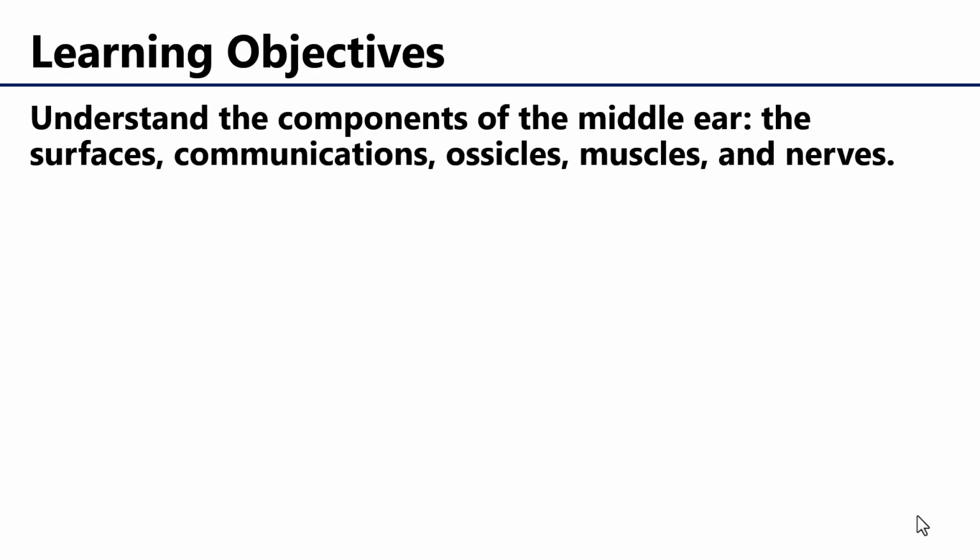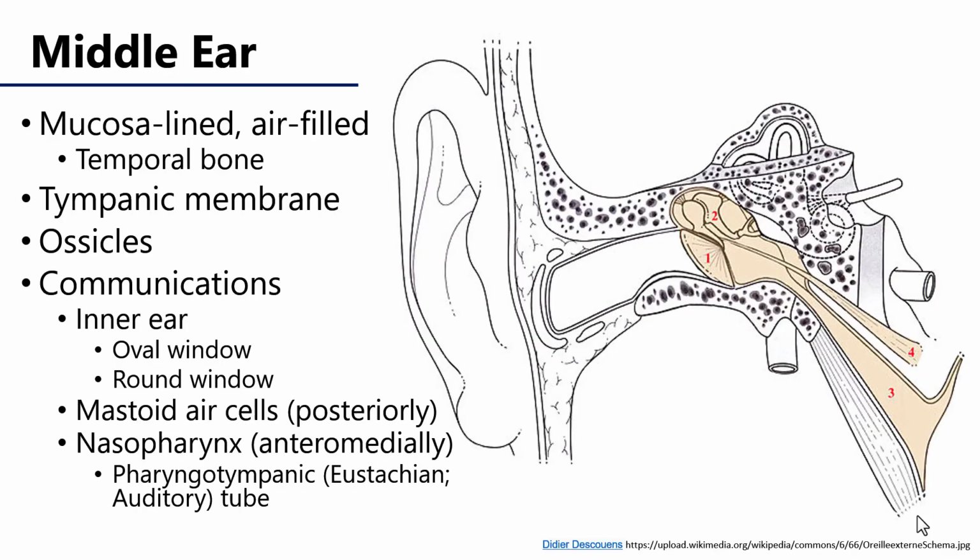In this video, we'll discuss the components of the middle ear, their surfaces, communications, ossicles, muscles, and nerves. The middle ear sits between the outer and inner ears. It's a mucosa-lined, air-filled cavity within the petrous part of the temporal bone. It includes the tympanic membrane, or eardrum, the three ossicles, the malleus, the incus, and the stapes. And it communicates with several other adjacent parts and spaces.